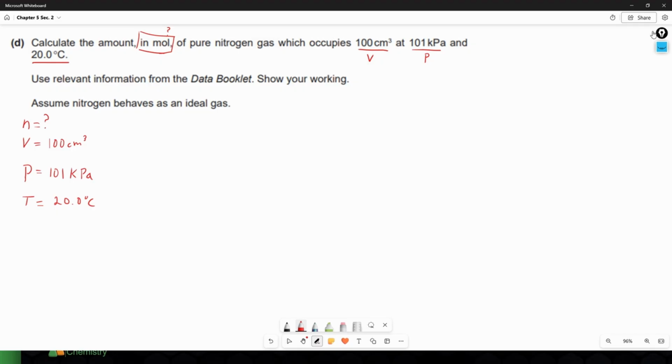Now this should be pretty straightforward, because all we should have to do here is work using PV equals nRT, which is our ideal gas equation. Now, obviously, we need to rearrange this, because in this case, we are looking for n. If we're looking for n, we need to rearrange this equation so n is isolated, meaning we have to divide both sides by RT so that these cancel, and we end up with n is equal to PV over RT.